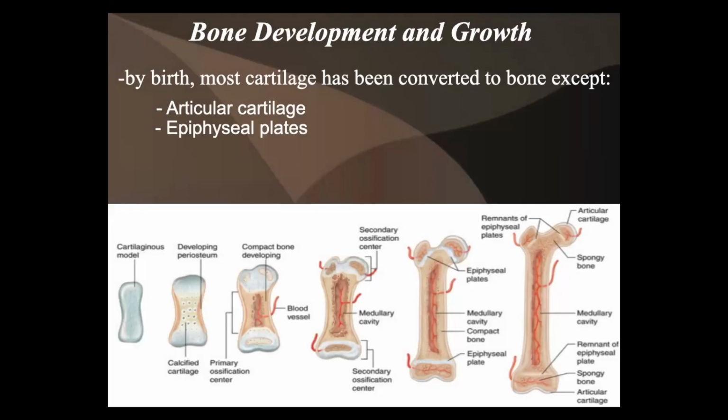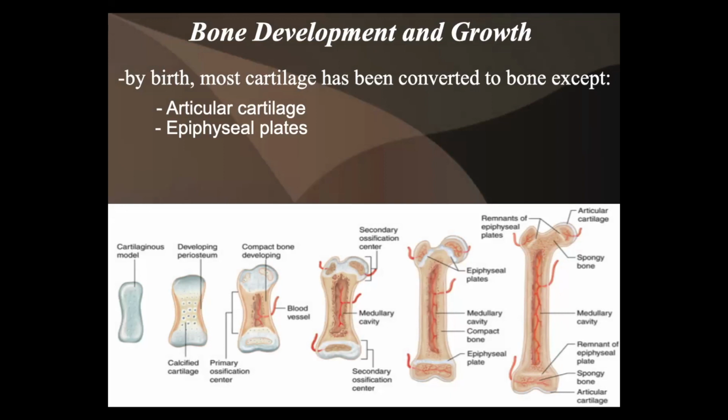So we talked yesterday about how when the baby is forming in the womb, the bones are mostly cartilage. But as the baby grows and develops, it starts to form bone. Cartilage is basically the outline of the blueprint for where bones go to form. But at birth, most cartilage has been converted into bone, except for a few places. And the picture shows you where that is.